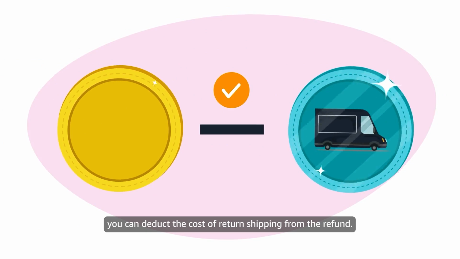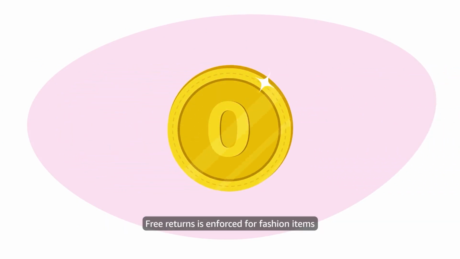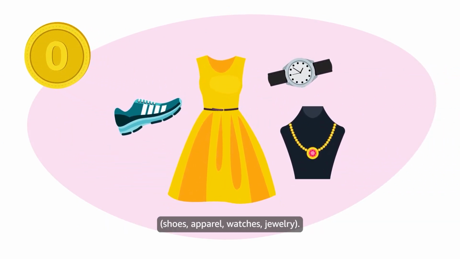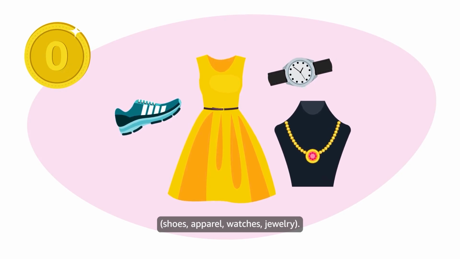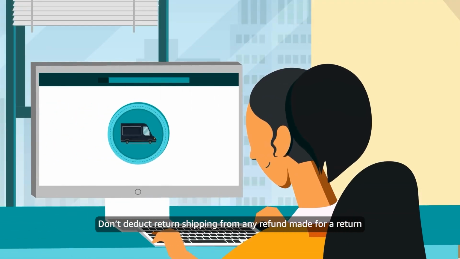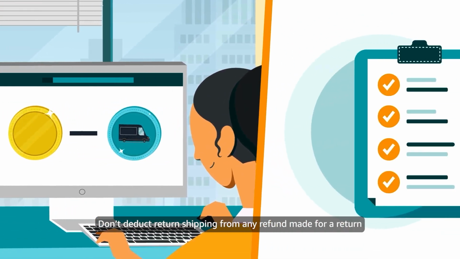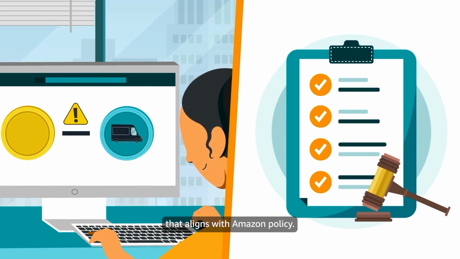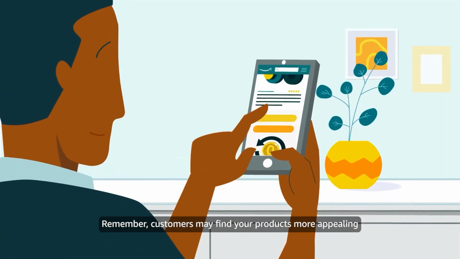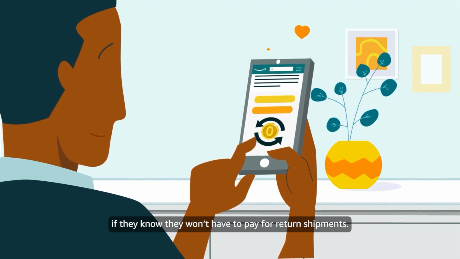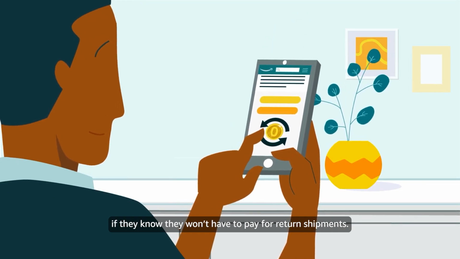For customer fault returns, such as accidental order or better price available, you can deduct the cost of return shipping from the refund. Free returns is enforced for fashion items, shoes, apparel, watches, jewellery. Don't deduct return shipping from any refund made for a return that aligns with Amazon policy. Remember, customers may find your products more appealing if they know they won't have to pay for return shipments.